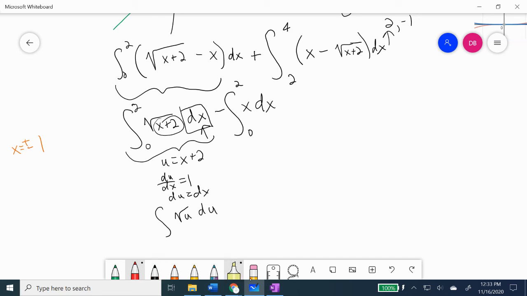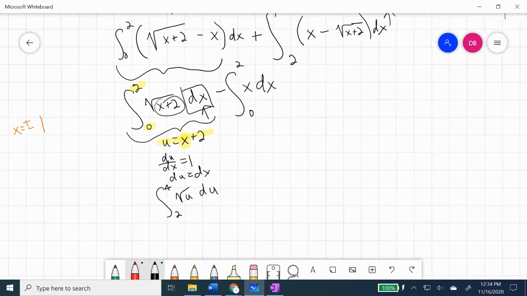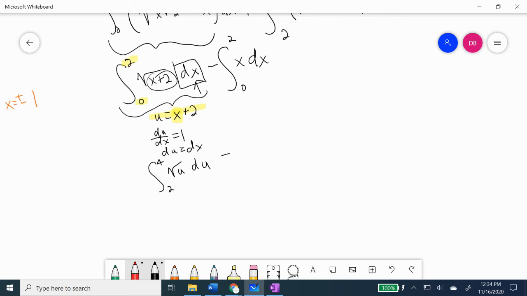Then my x values of 0 to 2, using the equation that was chosen for the relationship of x and u. When x is 0, u is 0 plus 2, or 2. When x is 2, u is 2 plus 2, which is 4. And the other integral I'm going to leave as it is. Integrating root u means u to the 3/2 times 2/3, evaluated from u equals 2 to u equals 4.